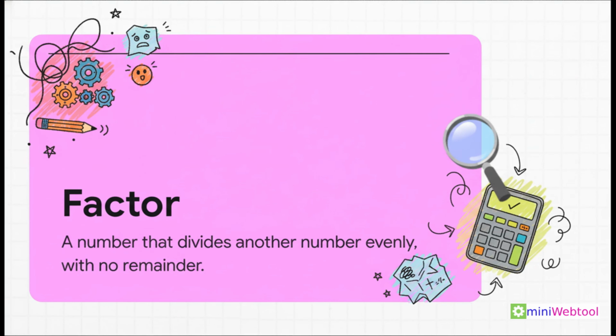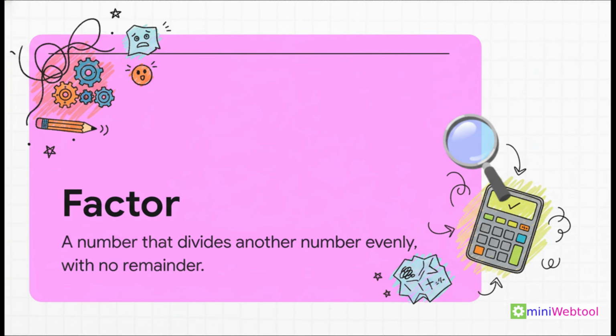Okay, before we jump in, a super quick refresher. What is a factor? It's just any number that divides into another number perfectly clean with nothing left over. For example, the factors of 12 are 1, 2, 3, 4, 6, and 12, because all of them go into 12 without a remainder.